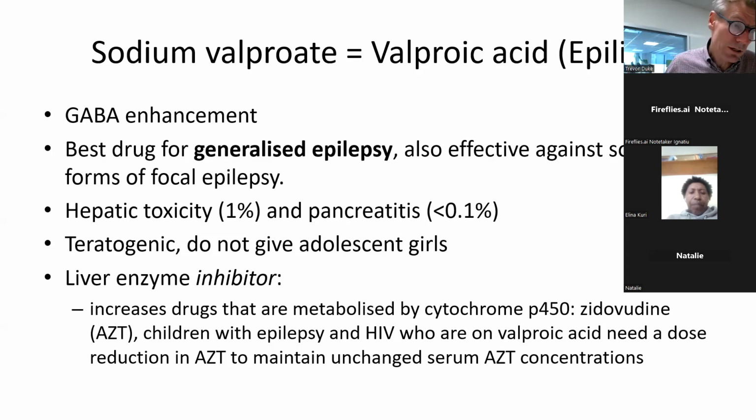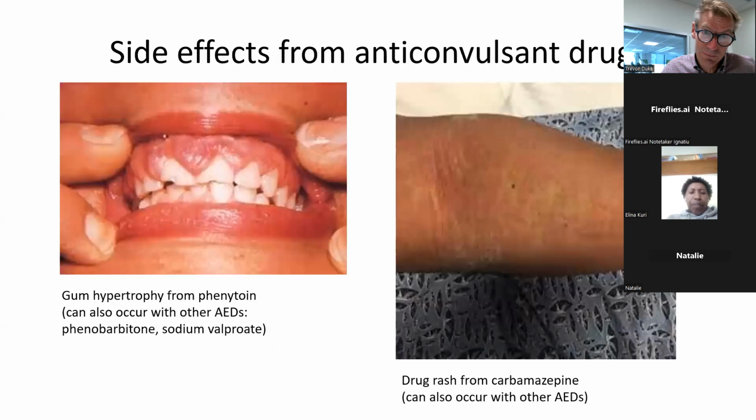So if a child's on medications that are metabolized by the P450 enzymes and they're on an anti-epileptic drug, you just need to know which way the drug is affecting the liver enzymes. Do you need a dose reduction, or do you need a dose increase? And for sodium valproate, you need a dose reduction to maintain unchanged blood levels of AZT.